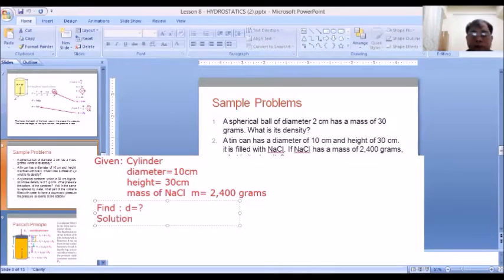So how much is the density of our NaCl? First of all, to find the density, we need to find the volume of the cylinder, if we fill the entire container. Our formula for the volume of a cylinder is pi times the radius squared, multiplied by the height.